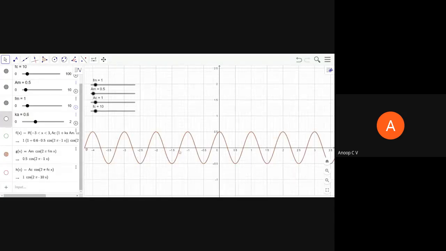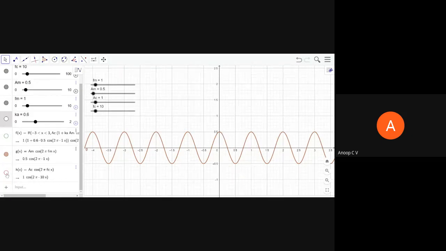So this is our message signal. It is a message signal, and the AM amplitude, you can see, is 0.5. And the frequency is 1 hertz. So you can see in 1 second there is one complete cycle. That is what is meant by frequency is 1 hertz. So this is our message signal. Its amplitude is 0.5 and frequency is 1 hertz.